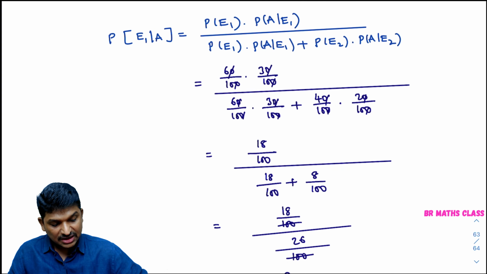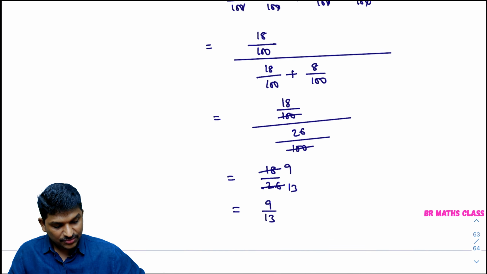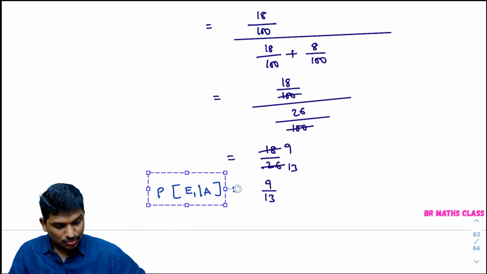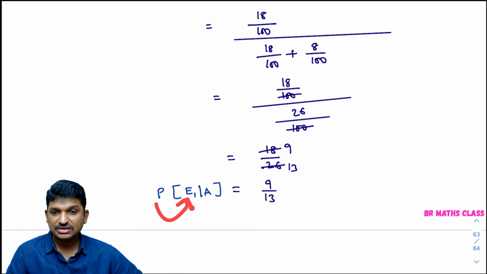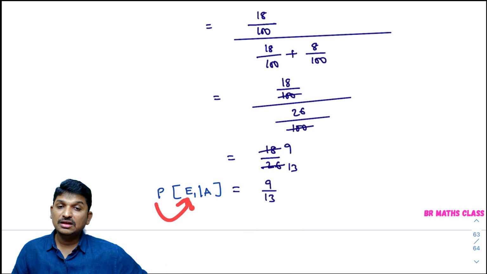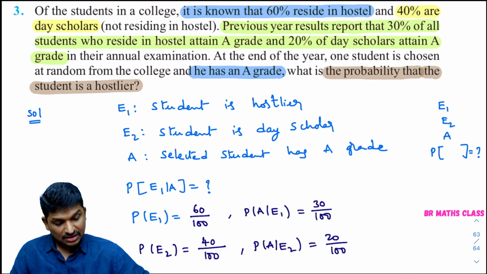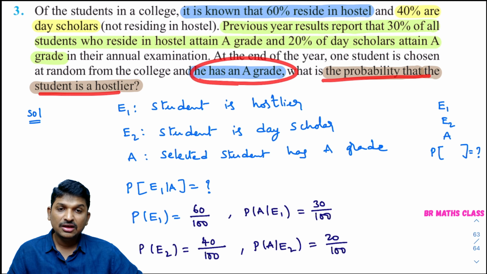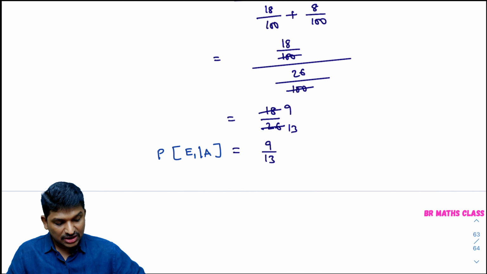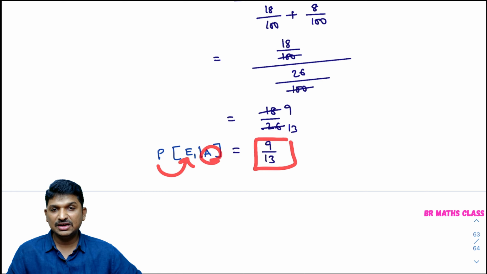What is this 9 divided by 13? Look here. This is probability of E1 by A. So what we calculated is probability of E1 by A, that means the probability that the student is hostler. Look here in the question what they are asking: the probability that the student is hostler, given that the student has A grade. So the probability is 9 divided by 13.